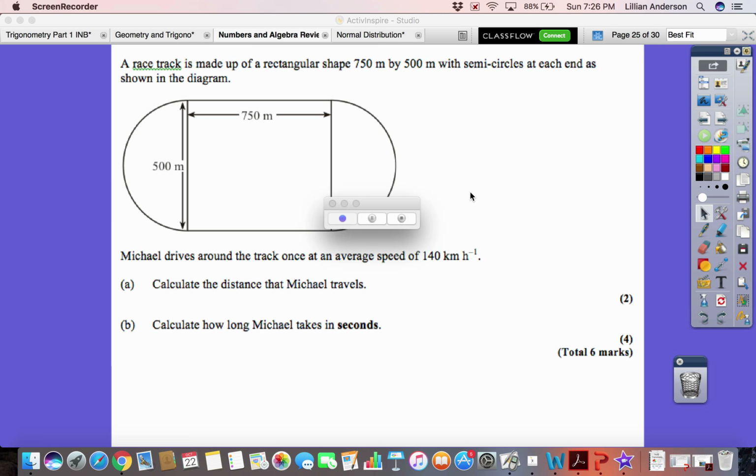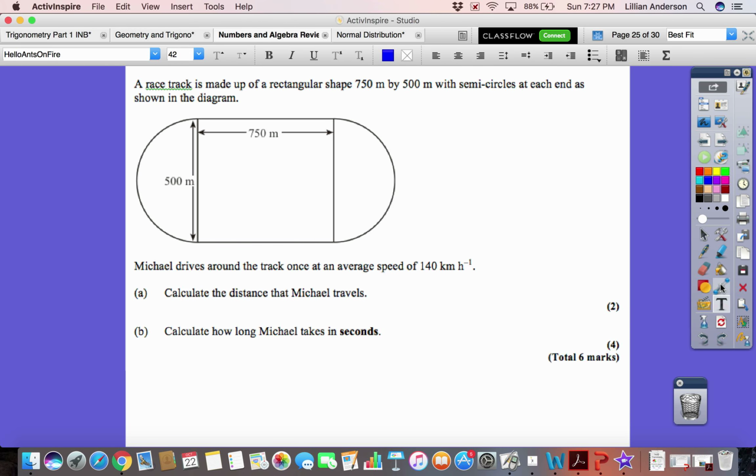Okay, so the first one says a racetrack is made up of a rectangular shape, 750 meters by 500 meters, with semicircles at the end of each diagram. Now it says Michael drives around the track once at an average speed of 140 kilometers per hour. Calculate the distance Michael travels. These 2 points are supposed to be your gimme points. These were the points you were supposed to get.